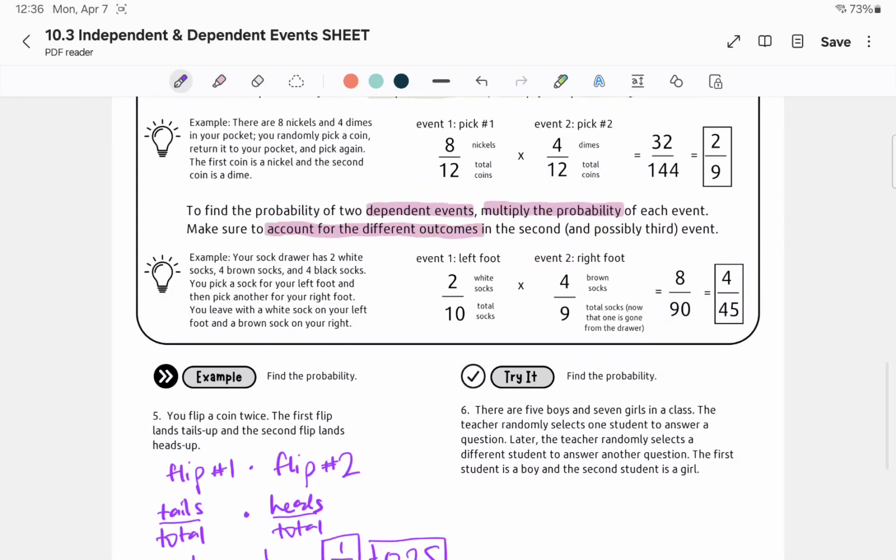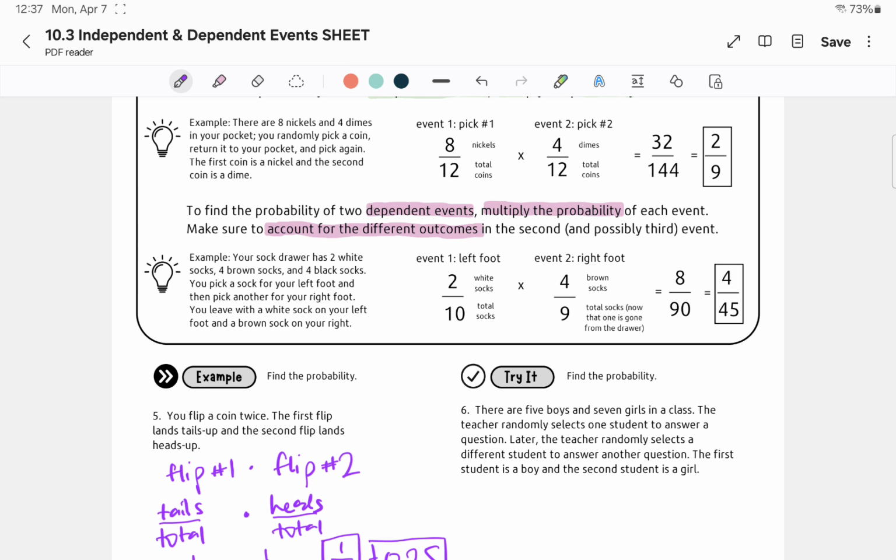So it says example. So I'm looking up here. You guys can't see that up here. There we go. Your sock drawer has 2 white socks, 4 brown socks, and 4 black socks. You pick a sock for your left foot and then pick another for your right foot. You leave with a white sock on your left foot and a brown sock on your right foot. So basically, is this independent or dependent? Because you're taking a sock out of the drawer and not putting it back, this is dependent.